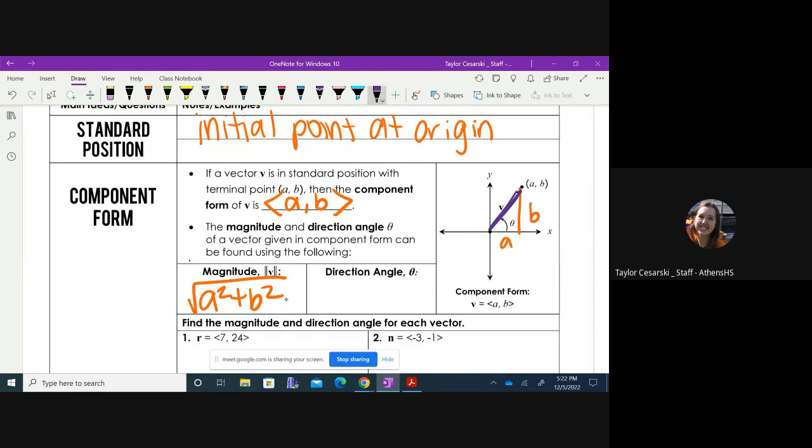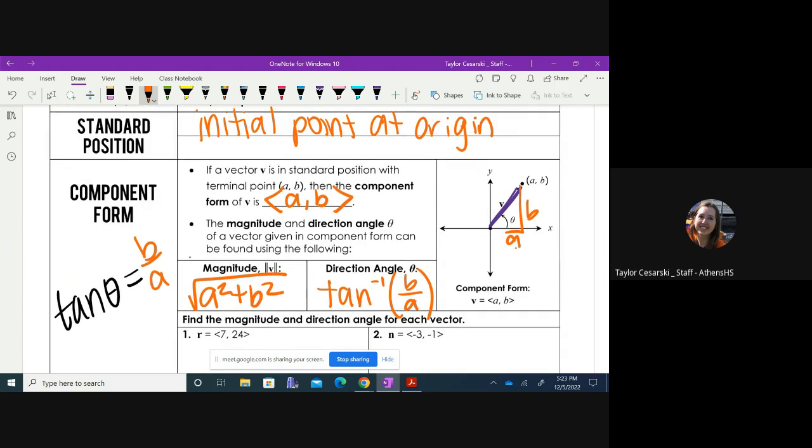For the direction angle, which is this angle theta here, you could do it a bunch of different ways, but with just the coordinates A and B, we know that tangent of theta is opposite over adjacent. So in that case, that would be B over A. So then to find actual theta, remember you do the inverse tangent of B over A, because that's opposite over adjacent.